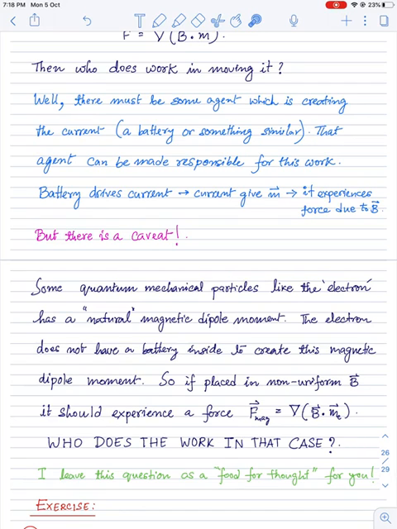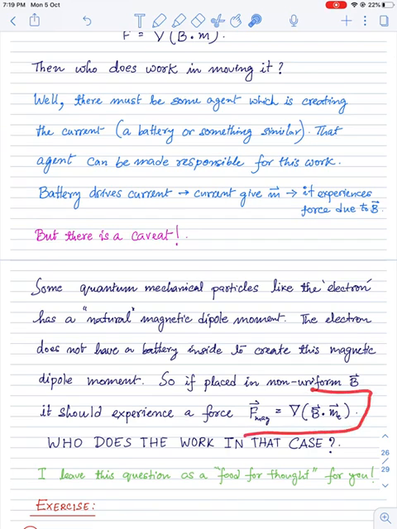Now what I'm going to do is leave you with a little bit of a puzzle, because there's something interesting to think about here. We derived this expression from the V cross B force, but there are objects in nature, like the electron itself, where there is no current carrying loop or anything like that, and no battery inside the electron, but it has a non-zero magnetic moment. So if it has a non-zero magnetic moment and you put it in a non-uniform magnetic field, it will experience a force like this.